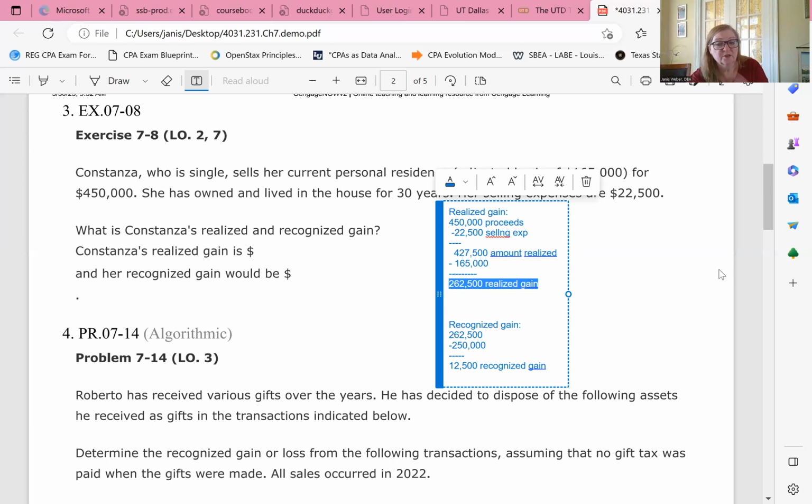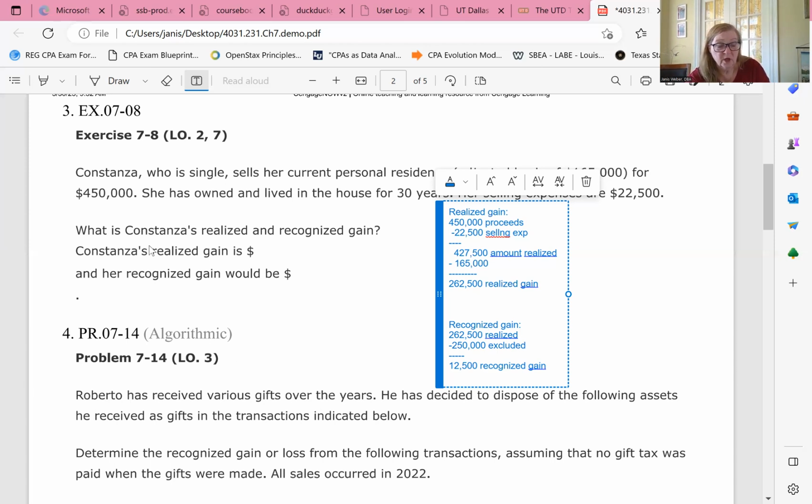So then of the amount realized, how much does she have to pay tax on? She's a single person, they told us that. So she gets to exclude 250,000 because it's a personal residence. The other will be taxed. So for the recognized gain, we take her realized gain and we reduce it by the excludable gain. So 250 excluded, and the part that's taxed is the excess, 12,500.